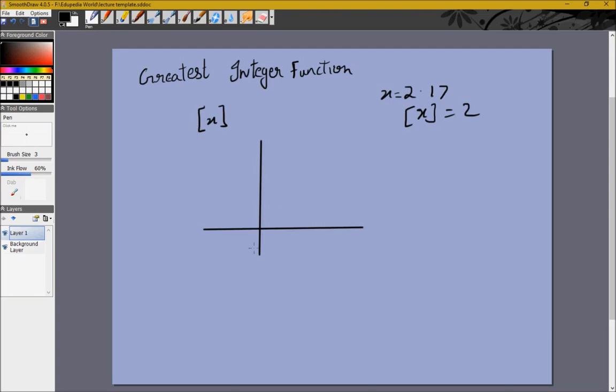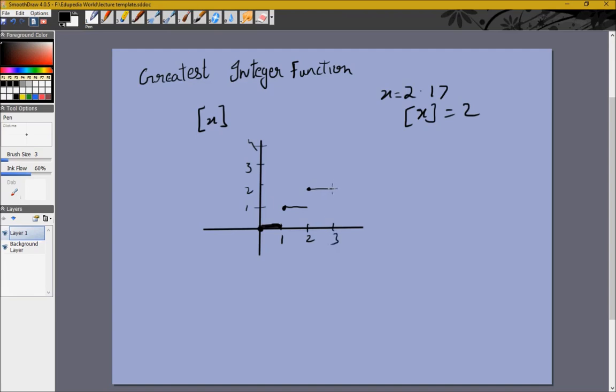If x is 0, then greatest integer of x is 0. As x increases from 0, it becomes 0.1, 0.2, 0.3. Greatest integer of x is still 0. So it goes like this until x is equal to 1. Now, if x is just less than 1, let's say 0.99999, then the greatest integer of x will be 0. But the moment x becomes 1, the greatest integer of x is 1. That's why there is a solid dot here. Then we go till 2, and at 2 the greatest integer of x becomes 2. And it increases and then 3.